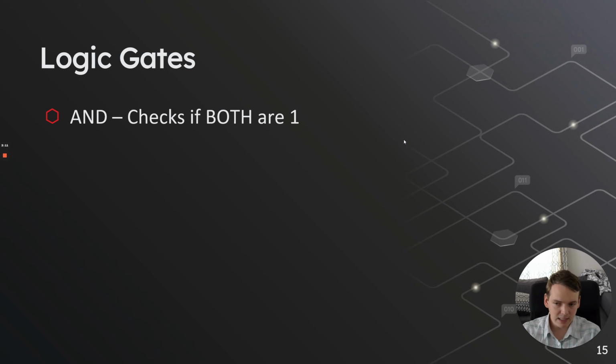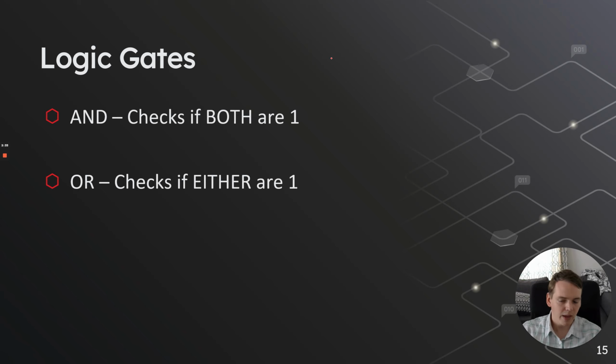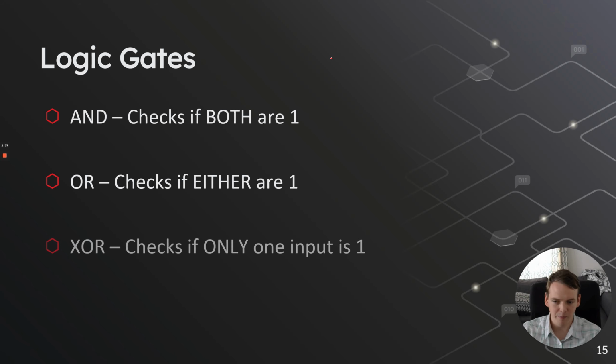Okay, let's talk about all of those combinations. So you have an AND gate. This checks if both inputs are a 1. So it only gives out a 1 if both inputs are 1. You'll see that in the logic table, which we'll show in a minute. An OR gate checks if either input is a 1. So all it cares is, do I have any 1s coming in? If it does, great, it gives out a 1.